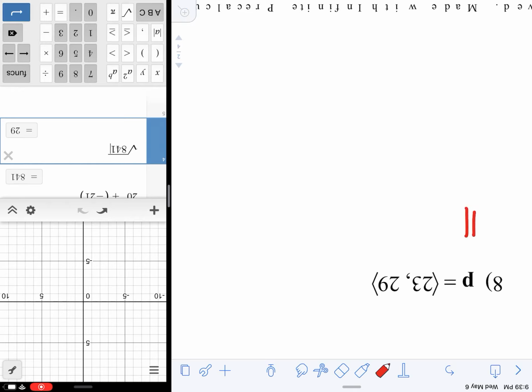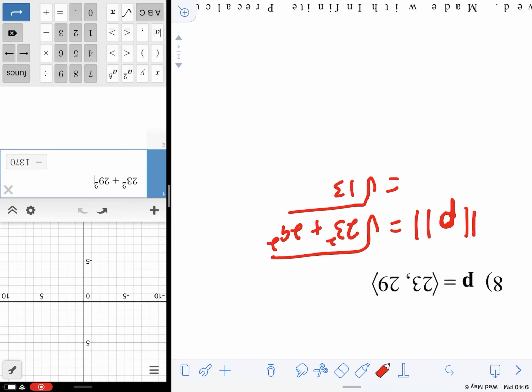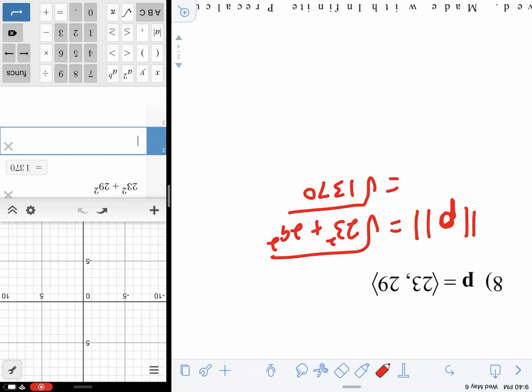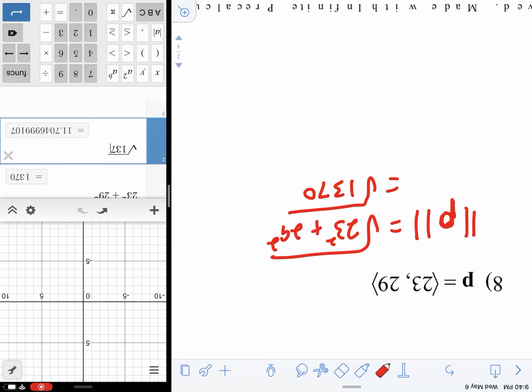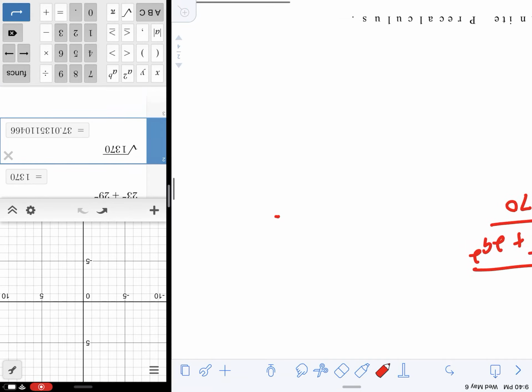So the magnitude of vector P, square root of 23 squared plus 29 squared. All right, let me get rid of all this stuff. 23 squared plus 29 squared. So that gives me square root of 1370. Now let's see, is 1370 a perfect square? No. I'm going to go ahead and jot that down.